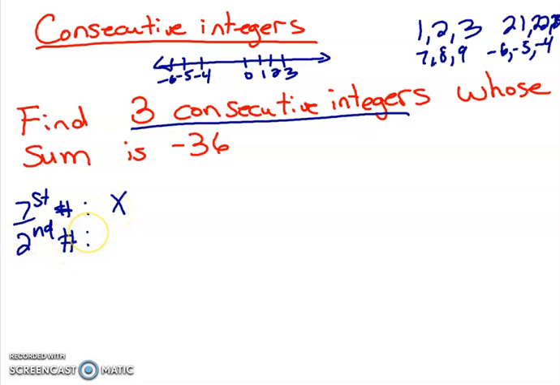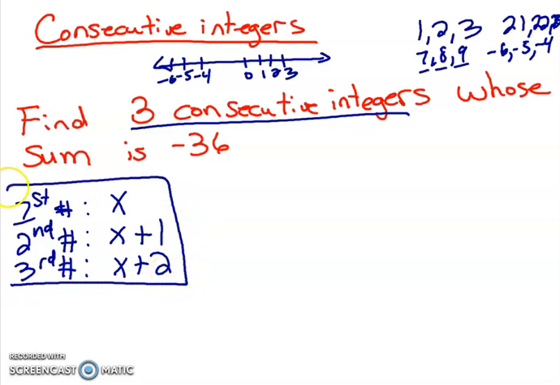Now, what would the second number be? Remember, I'm talking about consecutive numbers. So notice 1, 2, and 3, 7, 8, and 9. Every one of these numbers, if the first one is x, that means the second number should be x plus 1. It's 1 more than whatever the first number is. Just like 7, then 8, then 9. It's 1 more than that. And then our third number will be x plus 1 more than that. So it would be x plus 2. So you're going to basically use this setup with this representing your first number, this representing your second number, and this representing your third number.